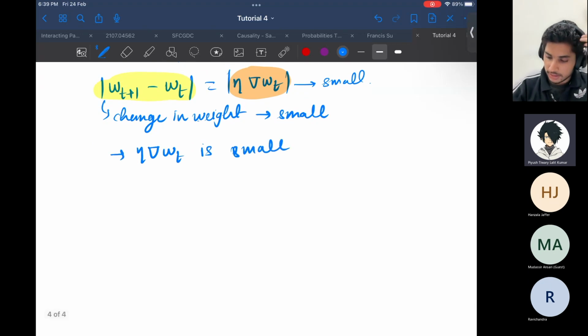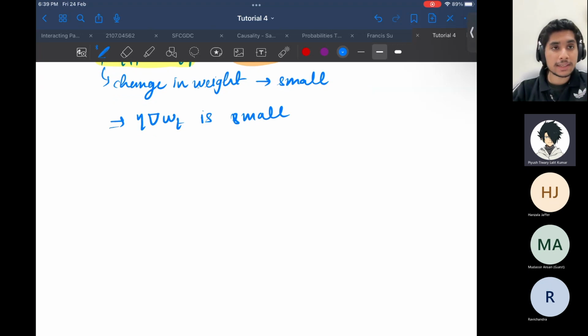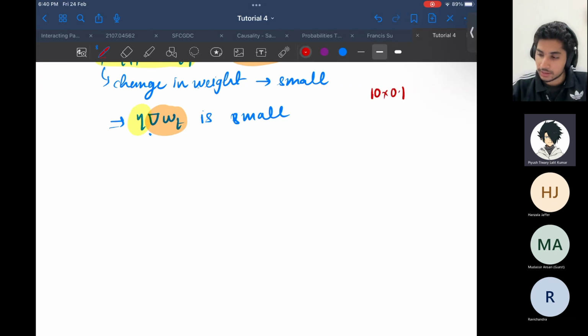This is what we can conclude. So what are the possible reasons because of which this term can be small? We can see that it is a multiplication of two terms, eta and gradient with respect to w_t. If the product of two numbers is small, what does that mean? Either one of them is small or both of them are small. These are the only possible cases. For example, imagine 10 into 0.01. This gives you 0.1.